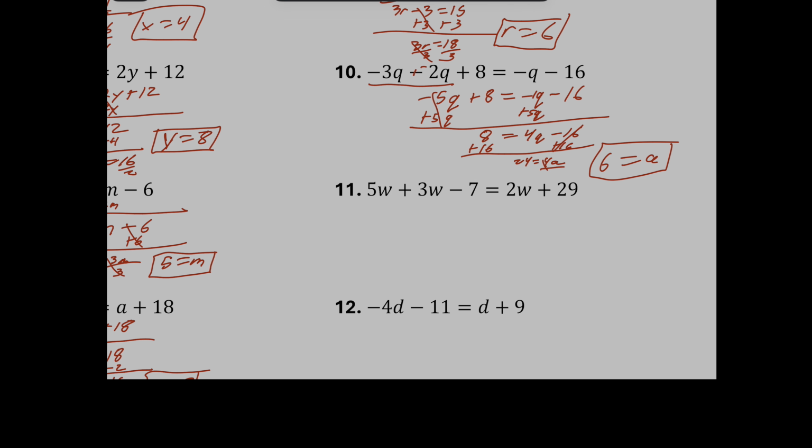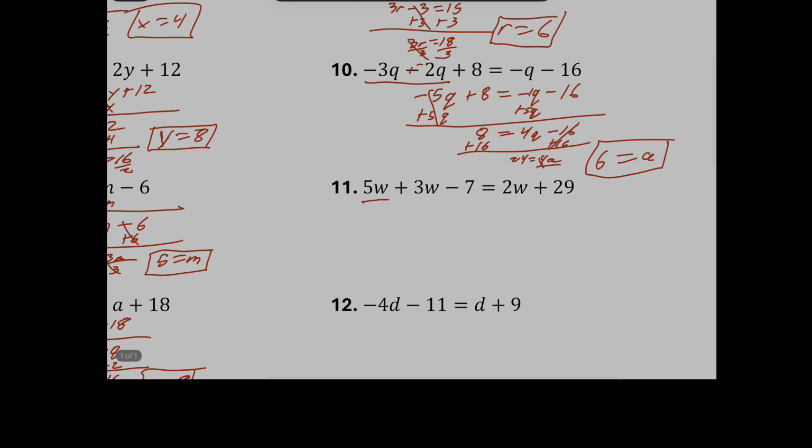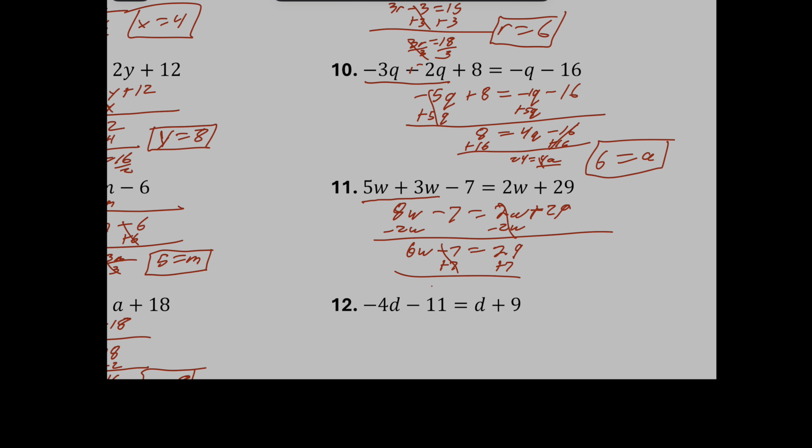Okay, on number 11. I'm going to take a look on the left, and I see that I have w's that I need to combine on this side. So I'm just going to combine them together to 8w minus 7 equals 2w plus 29. Now I'm just back to one of those equations where I have variables on both sides. I like to keep my variables positive, so I'm going to go minus 2w on both sides. And then boom, this becomes 6w minus 7 equals, they die, a positive 29. Now let me add 7 to both sides. Boom, die, and I get 6w equals 36.